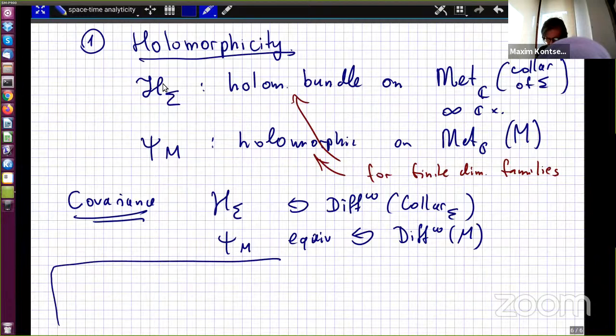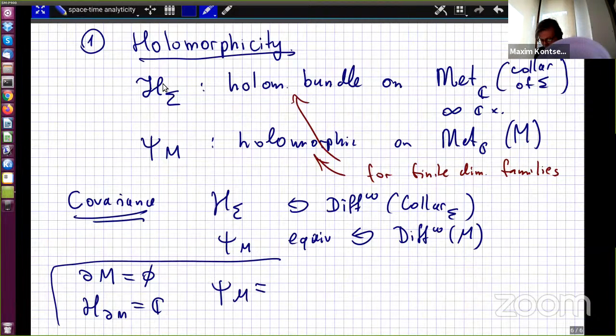So let's discuss just one simple example. When the manifold is empty, then H of the empty set is C, and then psi M is just what's called the partition function. It's a complex number associated to any closed manifold. Yeah, so ignore the boundary for the moment.